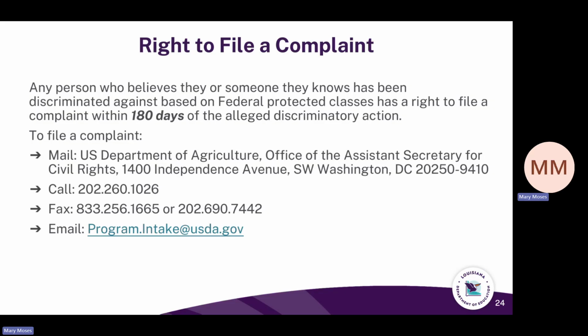When filled out, the civil rights complaint procedures will provide the SFA with the procedures for handling any civil rights complaint that may arise. The form must be completed and kept on file by the SFA, but the state agency does not need to receive a copy. Any person who believes that they have been discriminated against based on protected classes, national origin, race, sex, color, age, or disability has a right to file a complaint within 180 days of the alleged discriminatory action.